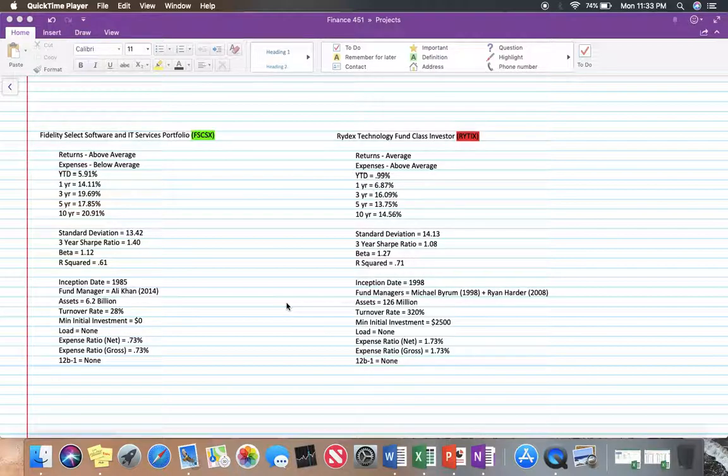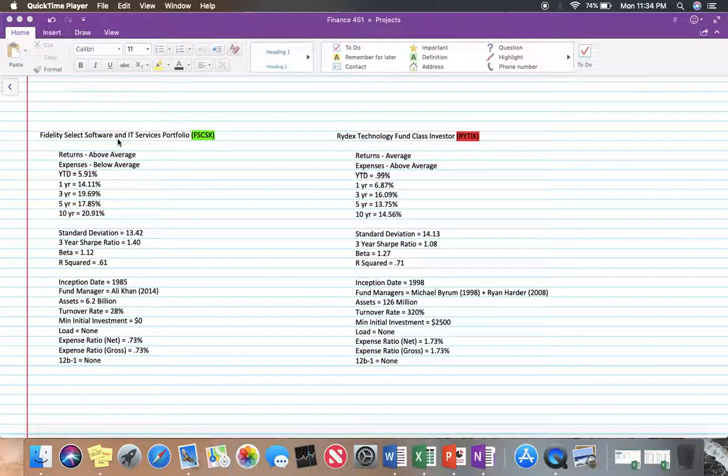The Sharpe ratio, we want that to be high, because it measures how much return we are making assuming risk. And as you can see, the Fidelity Fund offers a higher 3-year Sharpe ratio. Beta we want low because beta indicates sensitivity, and whenever markets move up or down, we don't want our funds to be too sensitive to that and move too far down or, of course, too far up.